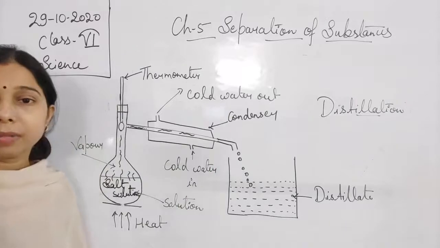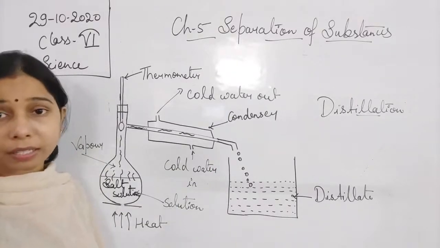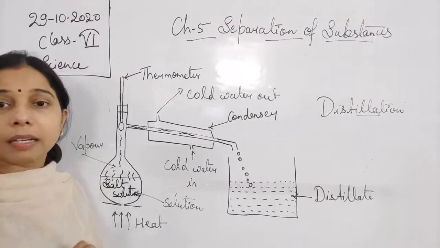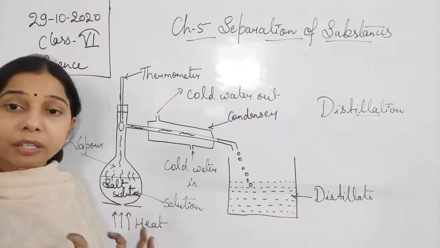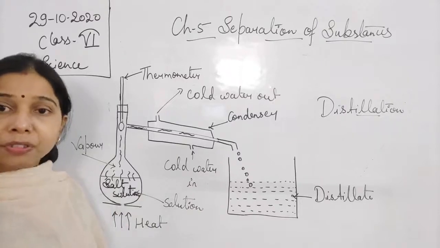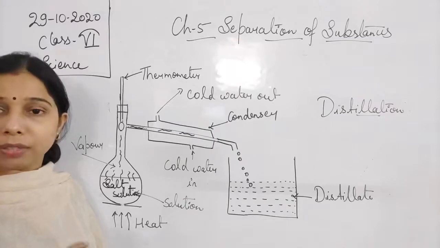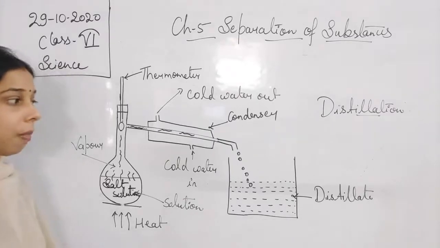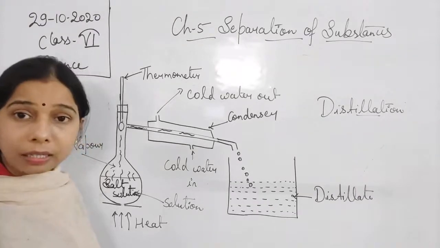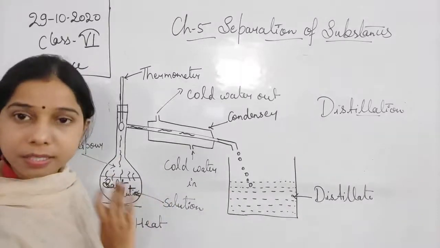Why are we using the term distillate? You see, students, when we were talking about the process of filtration, we used two words: one is the residue and the other is the filtrate. Filtrate is the clear water which we get after using the filter paper in the process of filtration. Same thing here: in the process of distillation, the clear pure water which we get is known as the distillate.